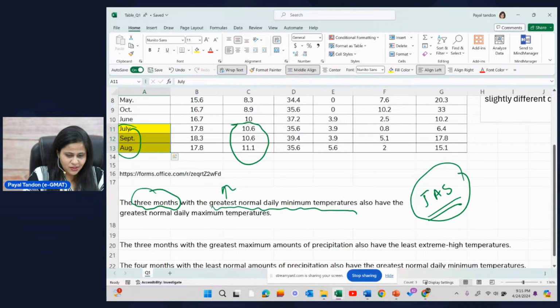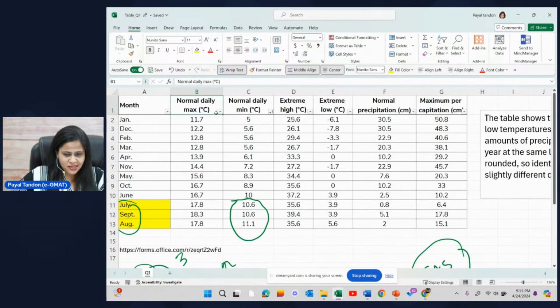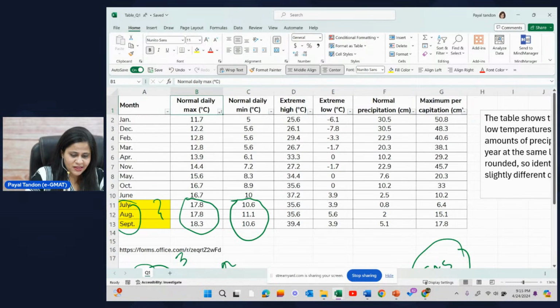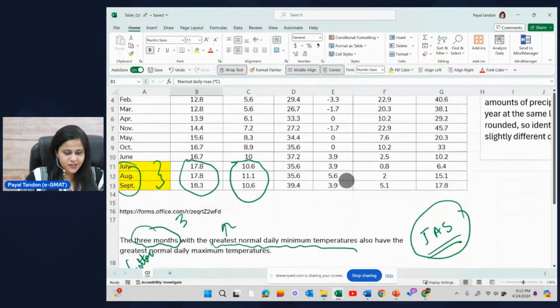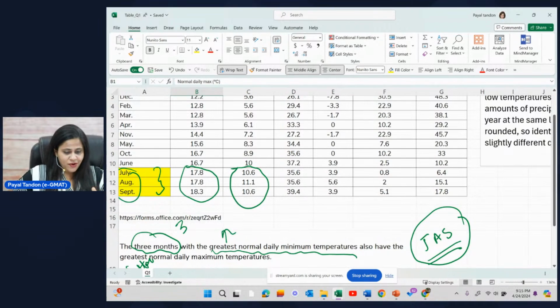Okay, so these 3 months with greatest normal daily minimum temperature also have the greatest, which means that when I sort, these should come at the bottom. Okay, right, normal daily maximum temperature. So daily maximum temperature is this one, which means that when I sort this, these are the greatest ones, and these are the 3 months, July, August, September. As you can see on the screen, whatever I highlighted over here is still in yellow, but this luxury is what you are not going to have in the exam environment, which is why making such notes is very, very important. Okay, so the answer over here is yes.